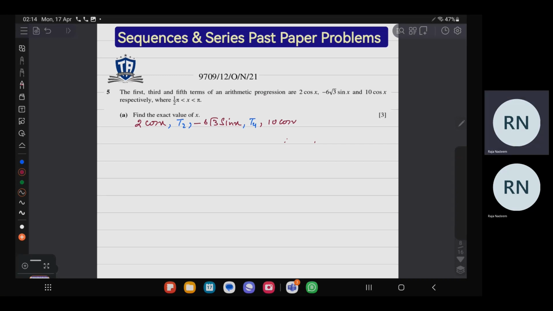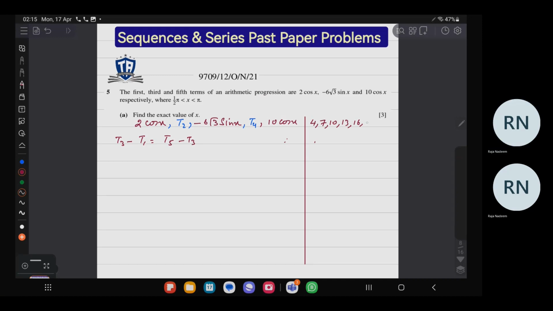The method which we will apply here is: third term minus the first term is equal to fifth term minus the third term. You must be thinking how we can make the difference equal as we are dropping the middle term. Let's take an example to clear this concept. Like 4, 7, 10, 13, 16, 19 and 22. So these are a few terms in an arithmetic progression.